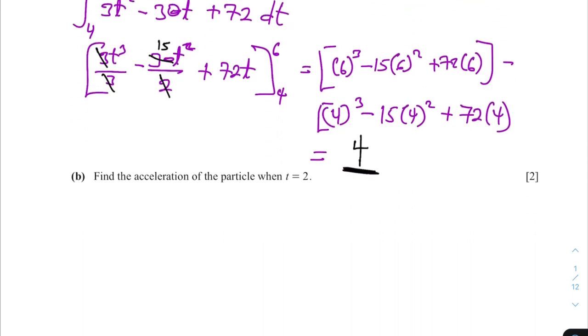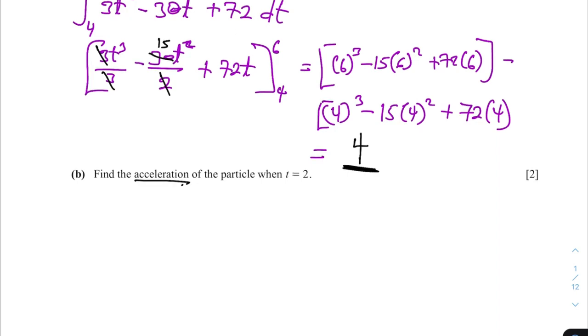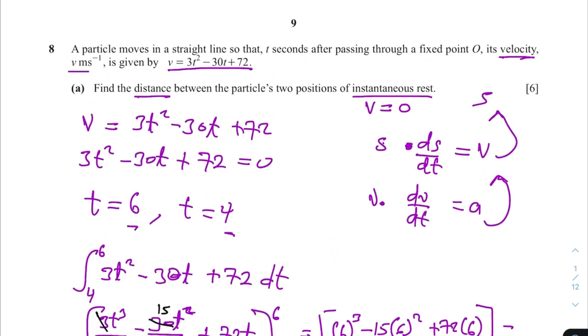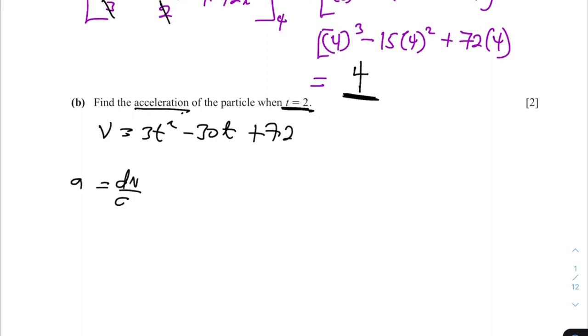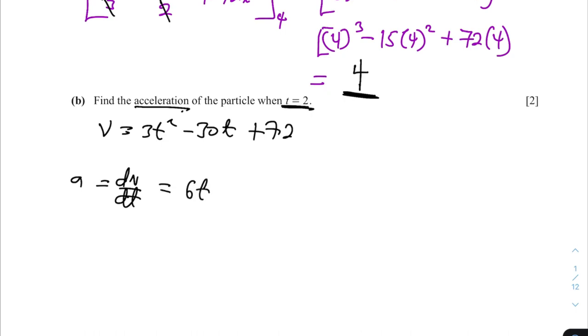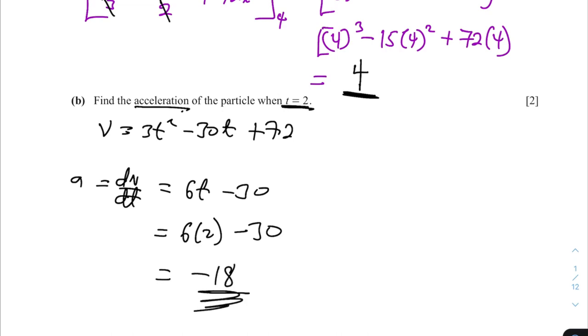Then we are told to find the acceleration when t is 2. Now, remember, you have your velocity to be v equals 3t squared minus 30t plus 72. So if you want acceleration, then we have to differentiate the velocity with respect to time, and that is going to give us something like this. We are looking for the acceleration when t is 2, so that's 6 into 2 minus 30. That will give us 12 minus 30, that's negative 18. So we can say that when time is about 2 seconds, the particle is even decelerating. Okay, the negative means that the speed is going down.